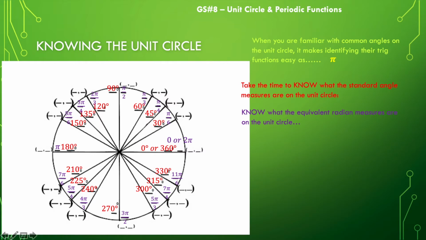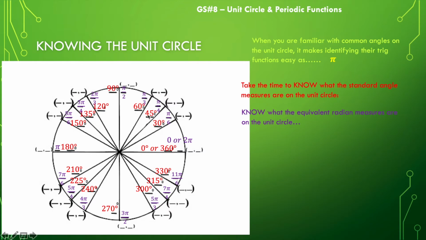7 pi over 6, 8 pi over 6, which simplifies, 9 pi over 6, which also simplifies, 10 pi over 6, which also simplifies, and 11 pi over 6. Okay, so all of those that are not those middle spokes are going to be pi over 6, but they can actually simplify to pi over 3 if they're multiples of 60 as well.